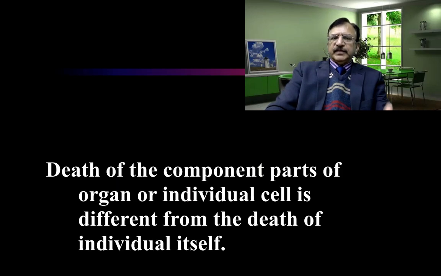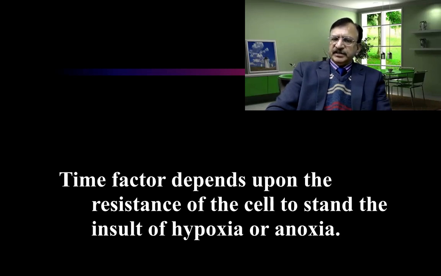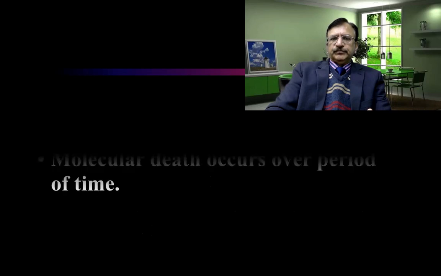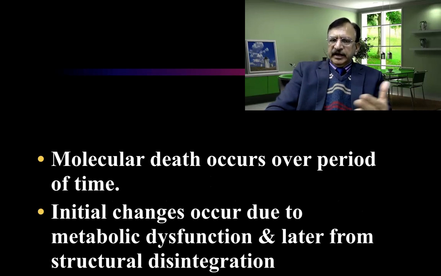Now, molecular death, the death of the component parts of the organ or the individual cell, is different from the death of the individual itself. Somatic death has occurred, but the organs may still be alive for a certain period of time. It is the death of individual organs and tissues which persist individually after the somatic death. The time factor depends upon the resistance of the cell to stand the insult of hypoxia or anoxia. Molecular death occurs over a period of time. Initial changes occur due to metabolic dysfunction and later from structural disintegration.